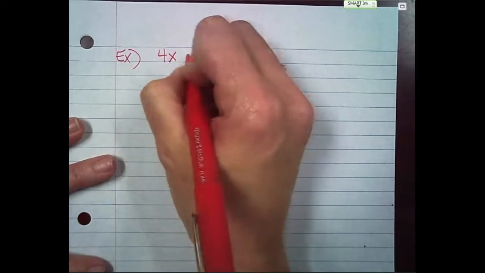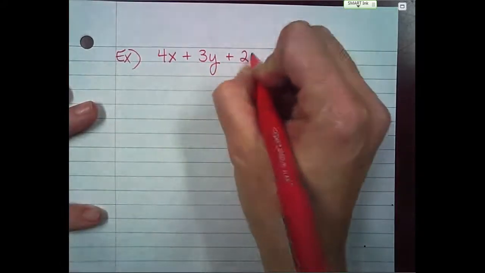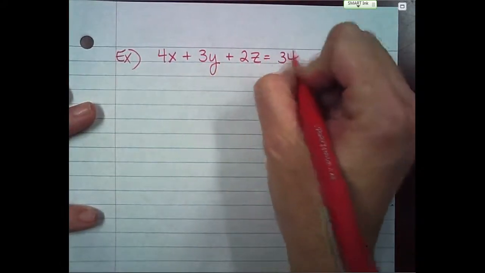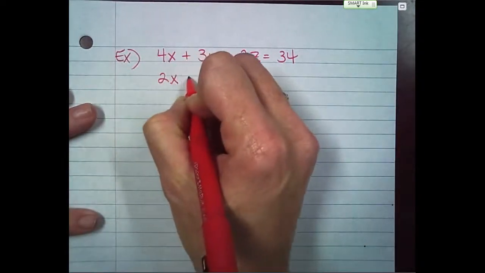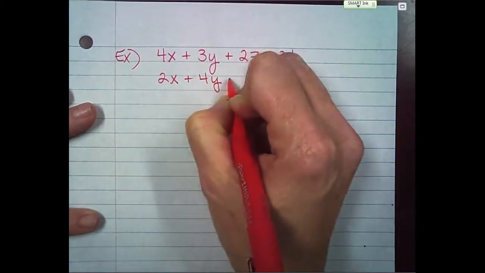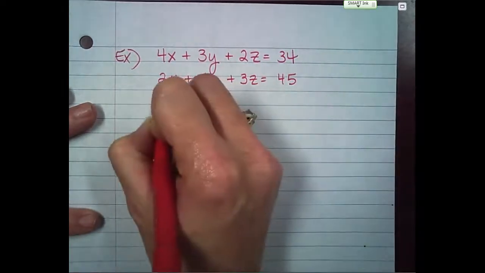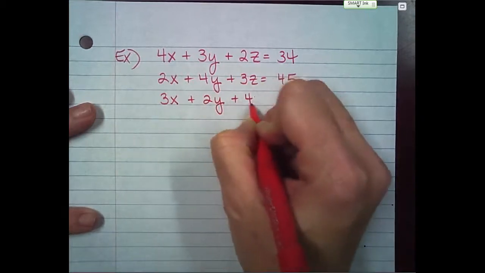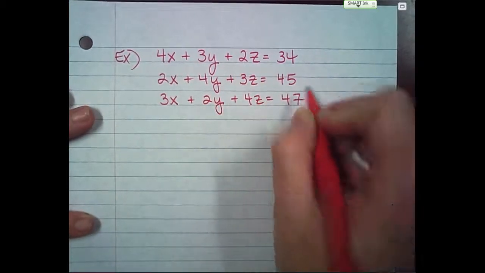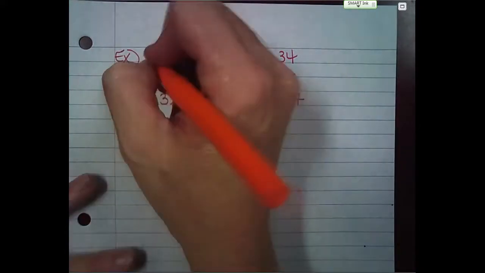4x. Don't copy the problem down wrong. Today I've had 2 kids copy it wrong, and that's why they didn't get the right answer. 2x plus 3y plus 2z equals 34. Then I have 2x plus 4y plus 3z equals 45. And lastly, 3x plus 2y plus 4z equals 47. Label them A, B, C.